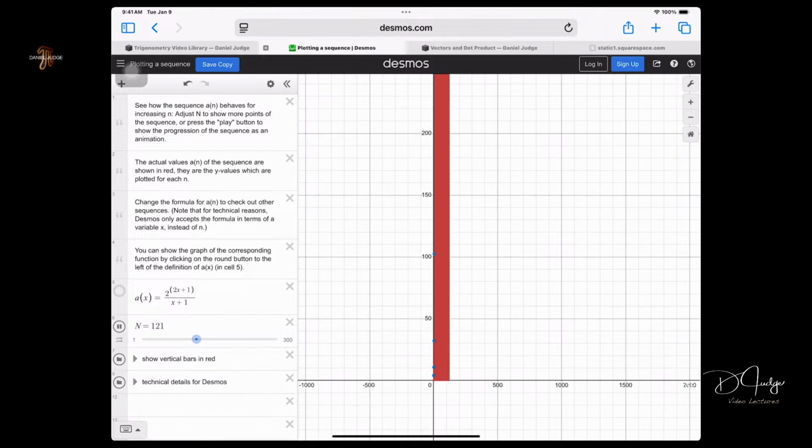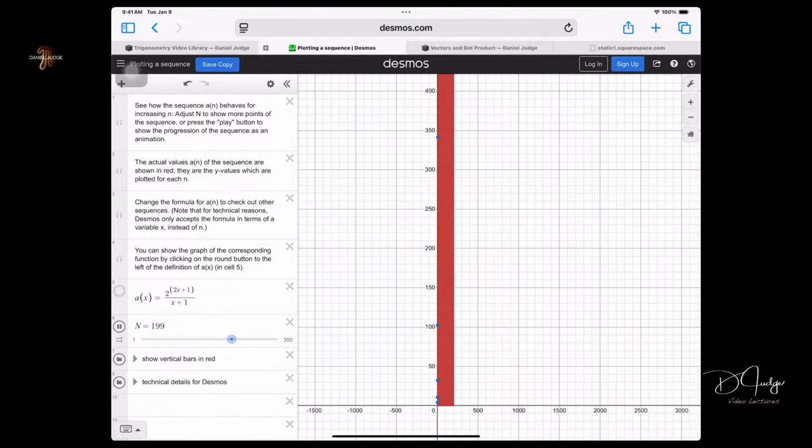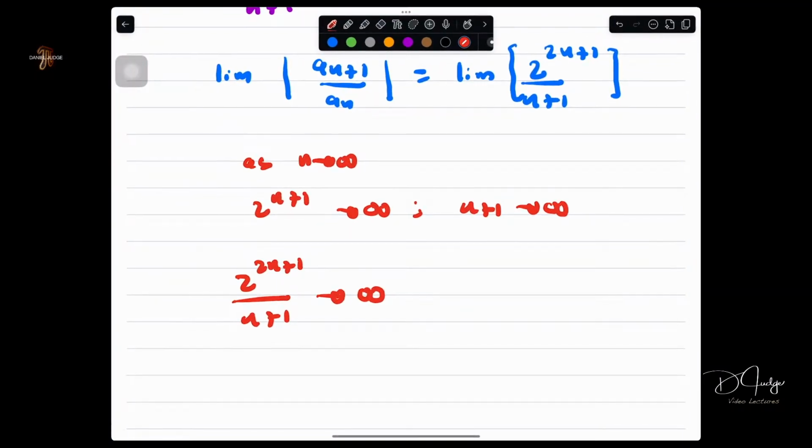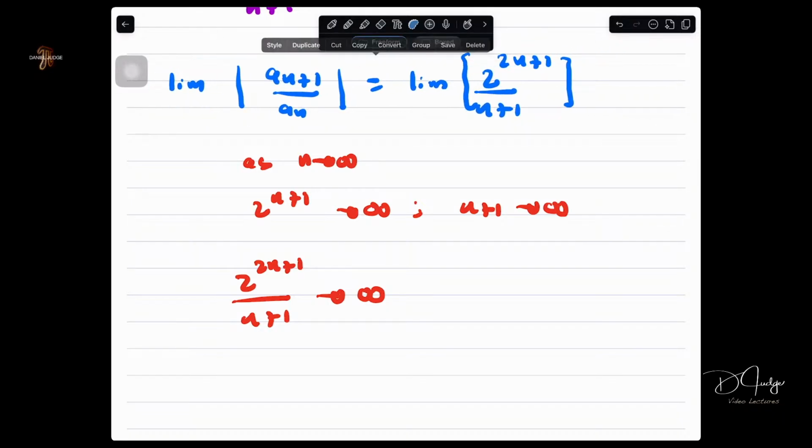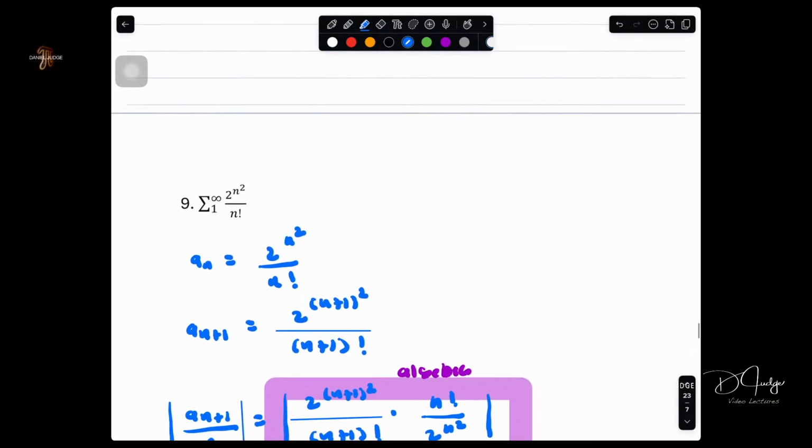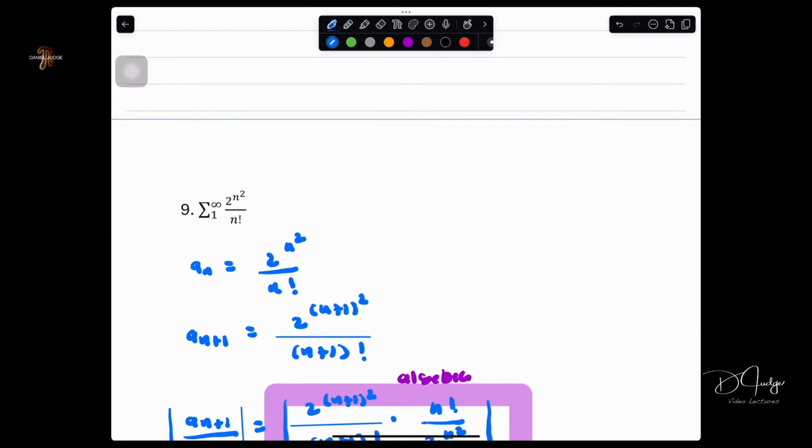Now here's what I'm trying to show you. This goes really quick. This increases to infinity really fast. So this limit is infinity, and that's important to know because now we have divergence by the divergence test. Sorry, divergence by the ratio test.